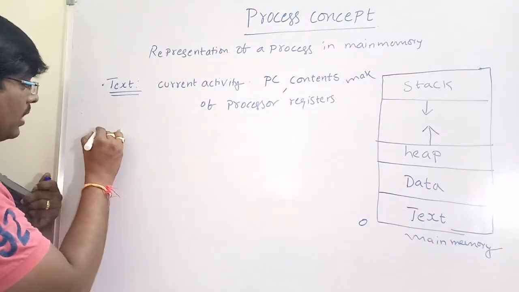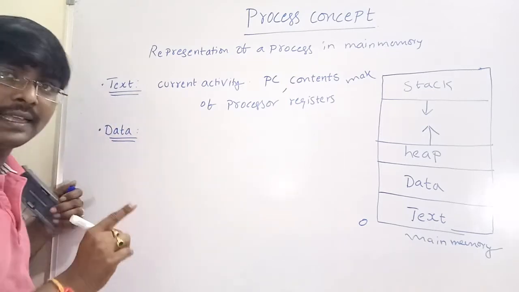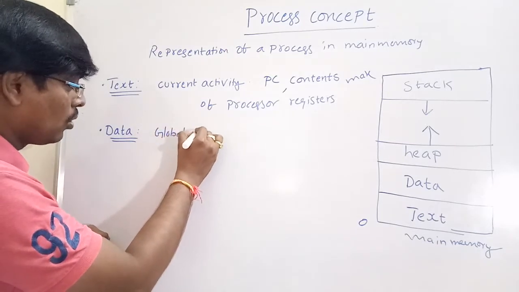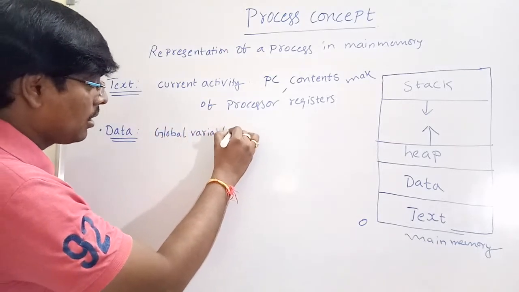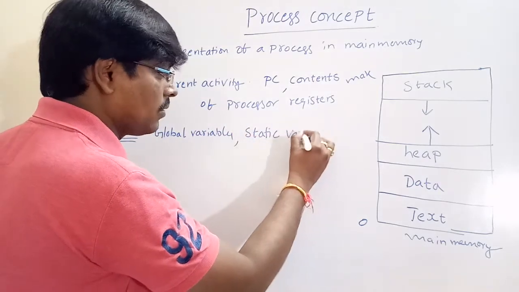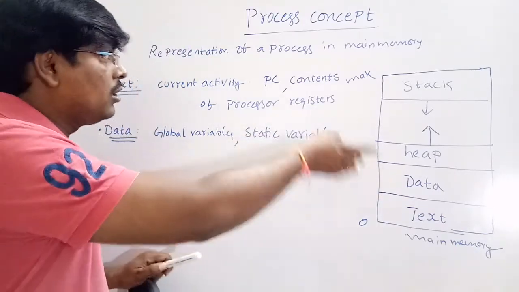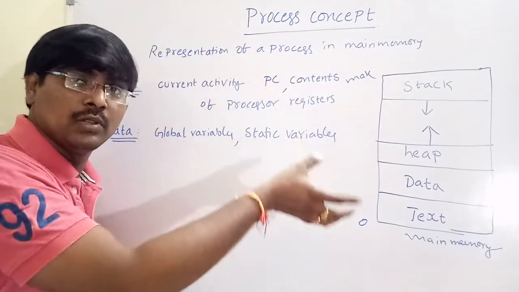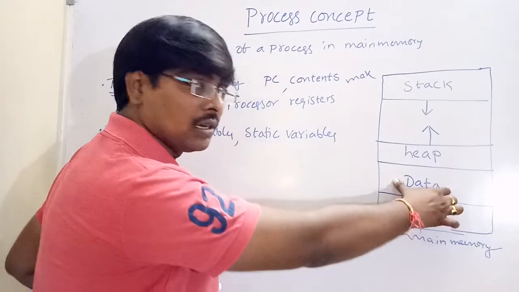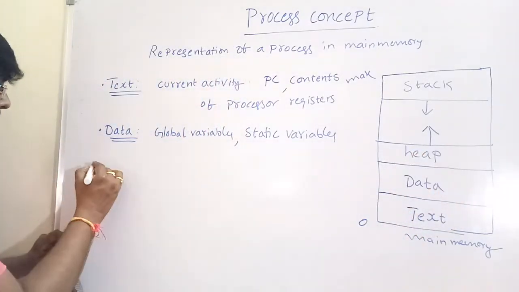Okay. Now data. This data section contains all the global variables and static variables used in the program. The variables that are used by that process are represented in this data section. Global, static represented in this data section.